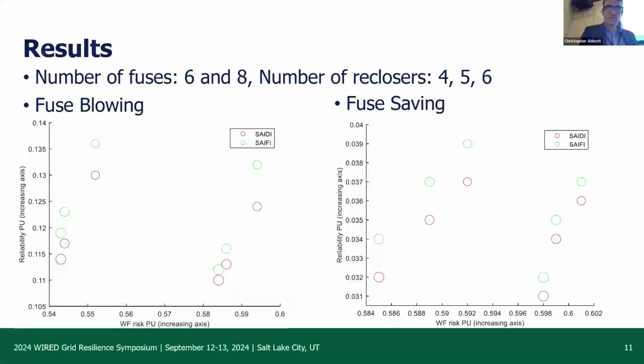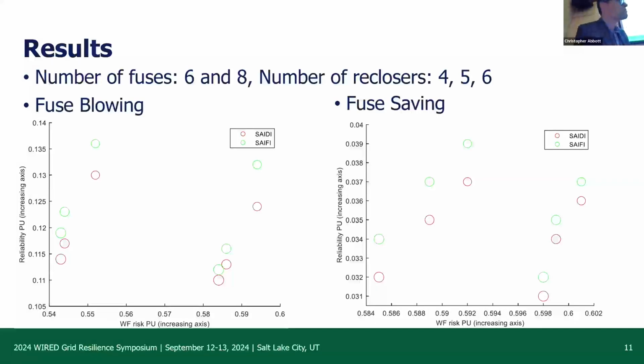And then finally, you can see some results here. We ran this for two numbers of fuses, 6 fuses versus 8 fuses, and the number of reclosers 4, 5, and 6. Here, I actually gave the team another slide to identify these clusters, but on each of the graphs, the left one is for fuse blowing, the right one is for fuse saving. On the left, the cluster on the left is for the case that we have 6 fuses, and the cluster on the right in each of these graphs is for the case that we have 8 fuses. Our fuses here, we assume that they are explosion type.